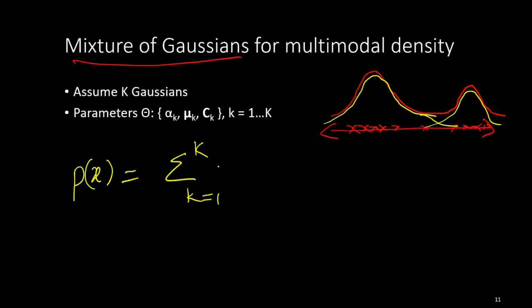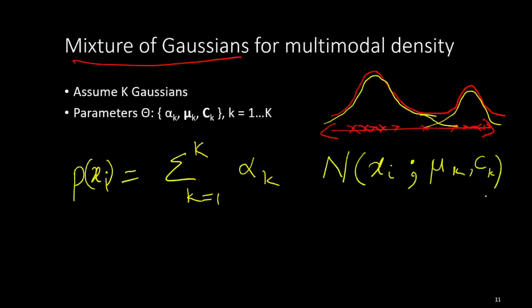Okay, and within each we have a weight alpha k. So some of these can be higher, some of these can be lower, but each of them individually integrates to 1, and totally they should all integrate to 1. So alpha k, and then we have the normal distribution of xi. Okay, so let's say this is xi, given the mu k and let's say the sigma or Ck.